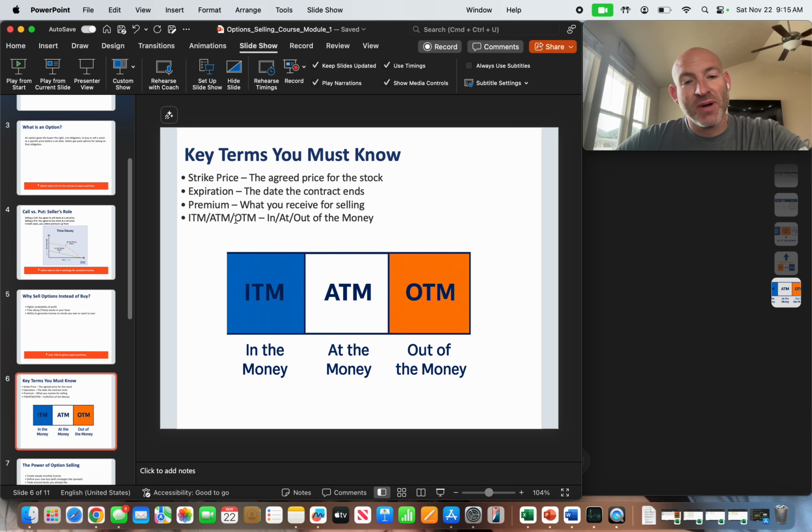So in the money, at the money, out of the money. This is going to be confusing at first. It's going to become very not confusing soon once you start looking into this, doing some research. Essentially, at the money, this is where the stock is trading. In the money is below where the stock is currently trading, and out of the money is above where the stock is trading. I maybe should have done this vertically. That would have made more sense.